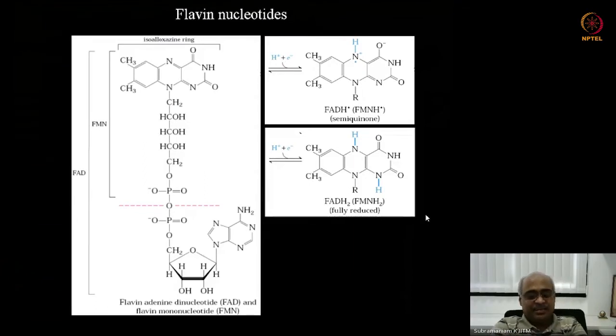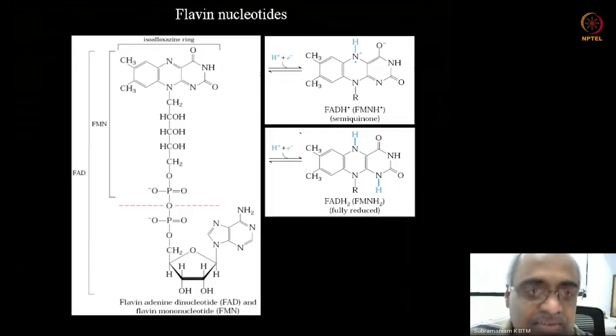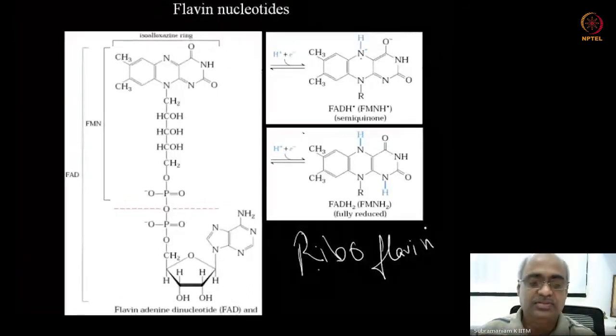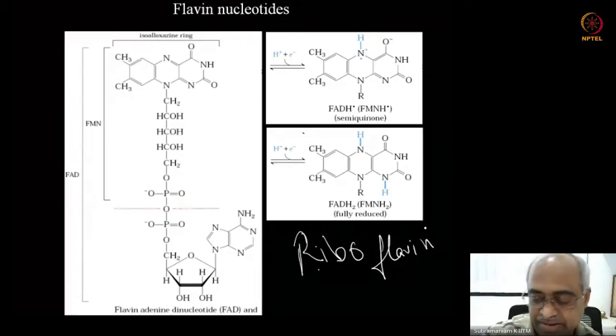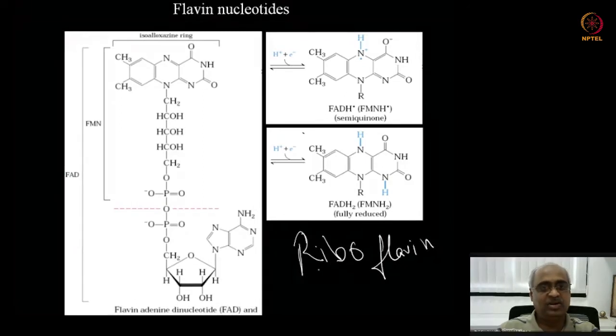Okay, the next electron carrier that we need to familiarize ourselves with is flavin nucleotides. Here enters the next B complex vitamin, riboflavin. Let me write the spelling: riboflavin. This is the vitamin, again another B complex vitamin, and its main structure is this isoalloxazine ring, as you see here.